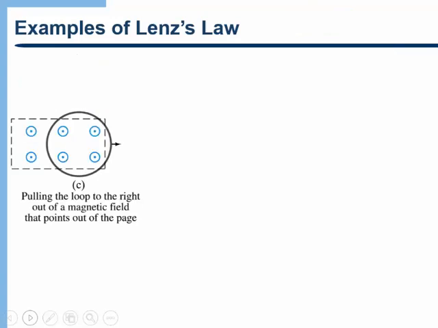Let's look at some more examples. These problems are a little bit hard to understand when you first learn them. I always like to say, you want to be the loop. And here's what I mean by that. Loops don't like change.